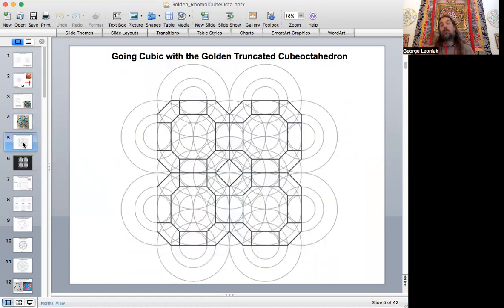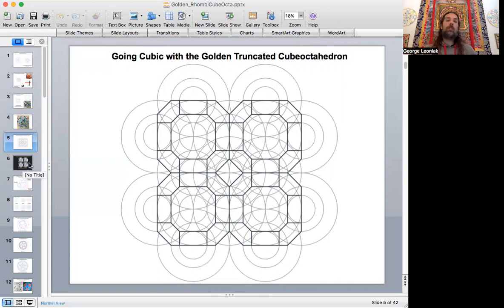Now, what I did here was start to combine the truncated golden hexagon, the golden truncated cubeoctahedron, I mean. And when we do that, this would be going cubic in a sense because we have 4 of these now butted up against each other. And we're going to also have 4 more directly behind this. So we're going to have basically a portion of a Rubik's Cube, a 2x2 cube here, larger one.